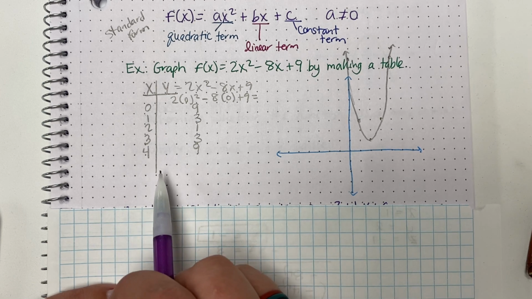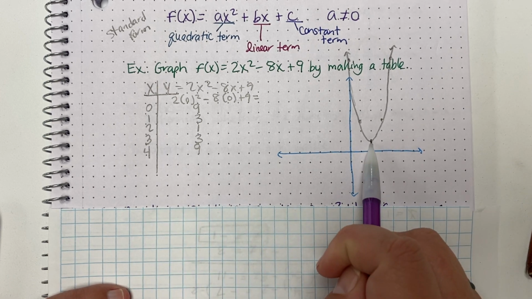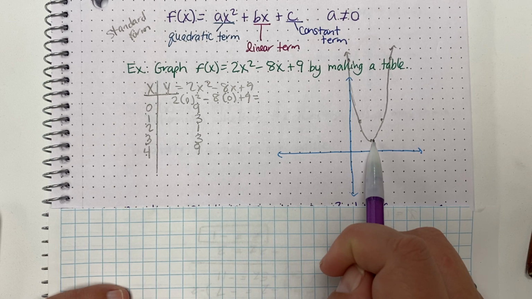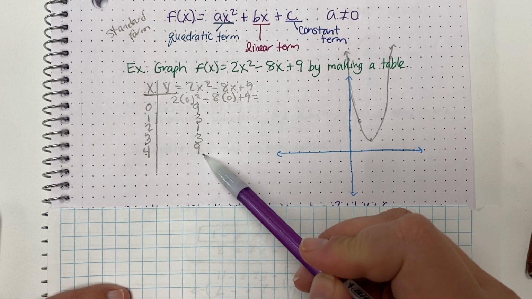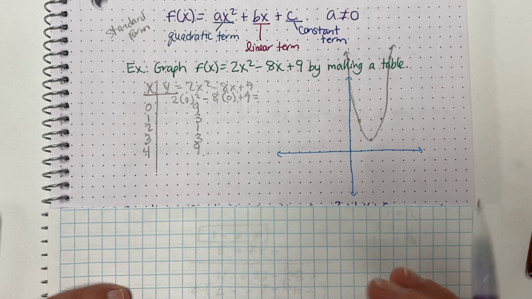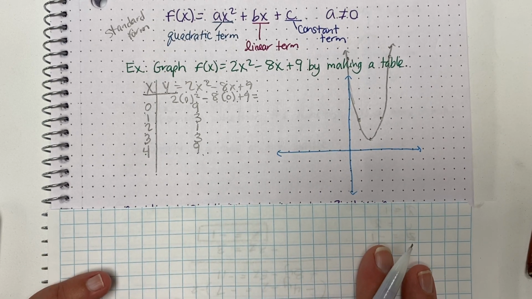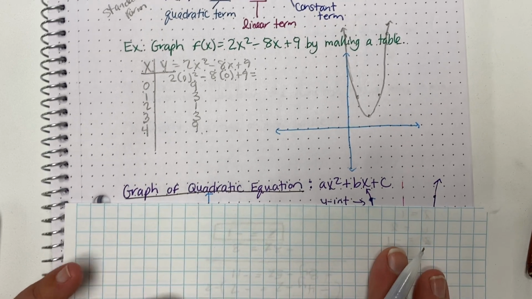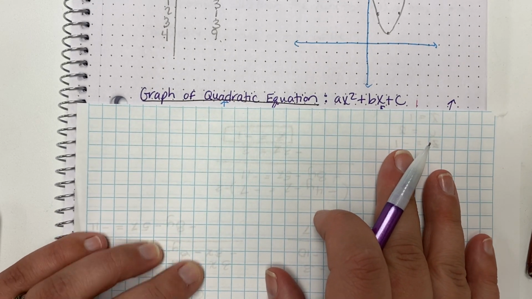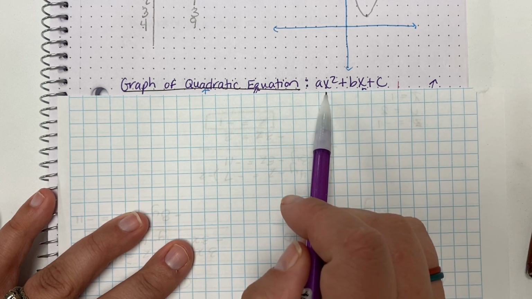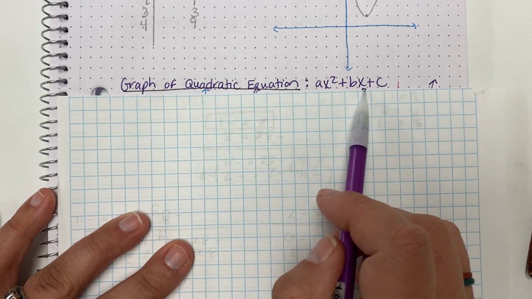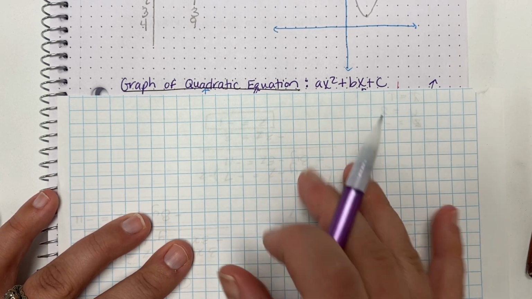If it's not working and you're not finding a bottom, try some numbers on the other side. Take a look at your graph. If your numbers are starting to get really big, plug some numbers in on the other side to see what those are going to do. All right, so this is the graph of a quadratic equation. Ax squared plus bx plus c, that was our standard form we talked about.